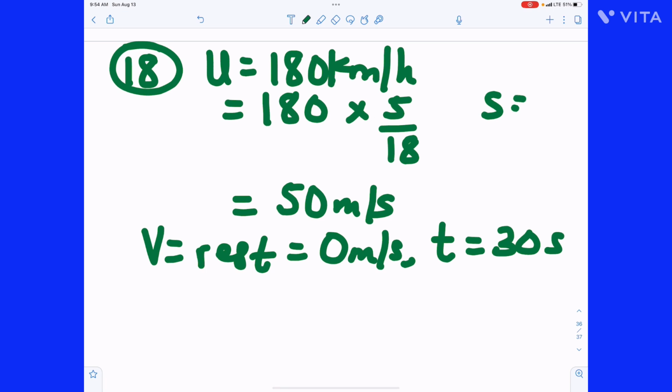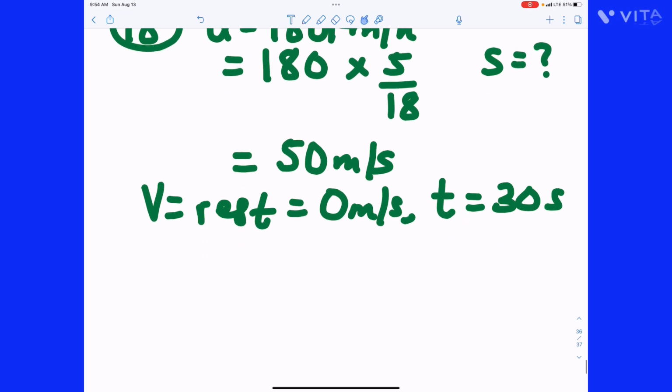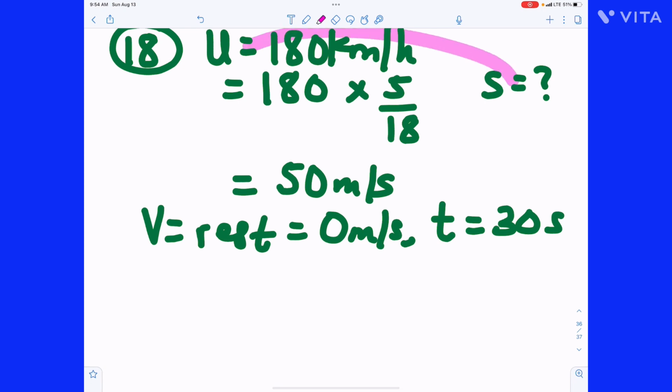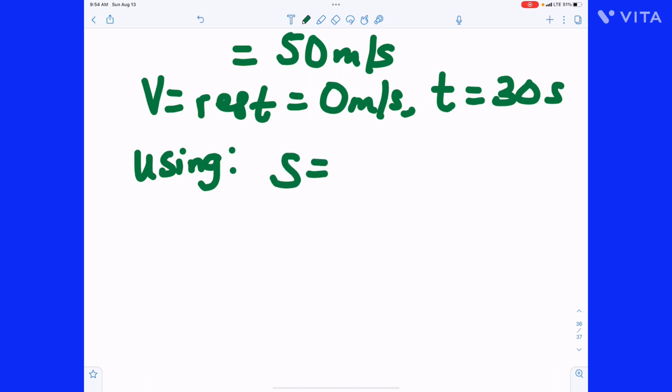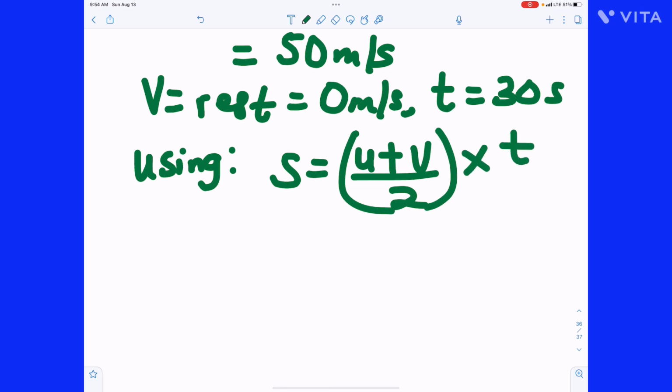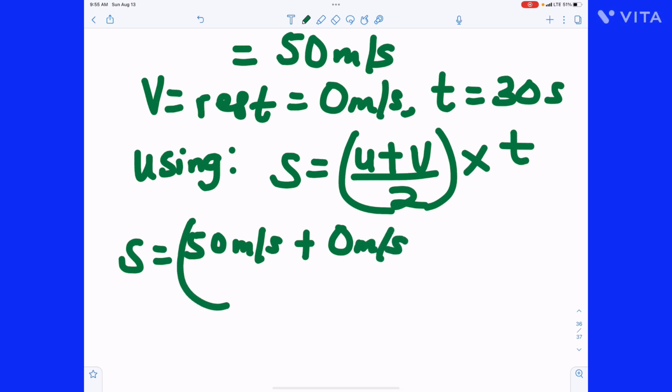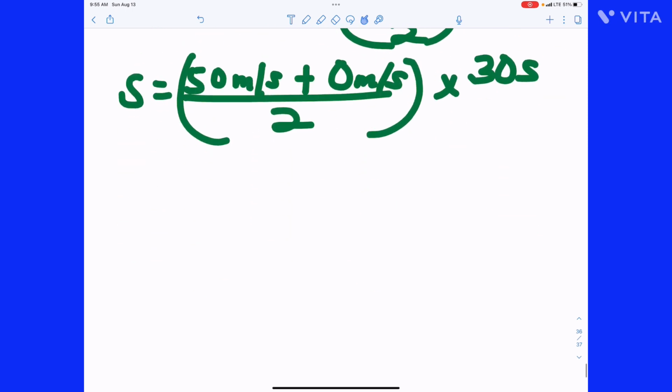You are now looking for the distance traveled. How do we get distance? We use the formula connecting U, S, V, and T. The equation of motion connecting U, S, V, and T is what? S is equal to average velocity. Distance traveled is average velocity times time. So distance is equal to average velocity, that's 50 meters per second plus 0 meters per second over 2, times what? 30 seconds. What does that give you?